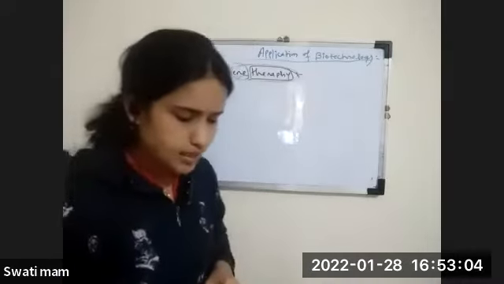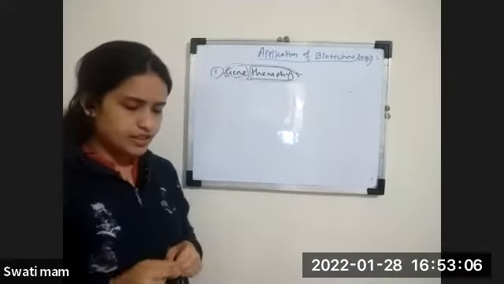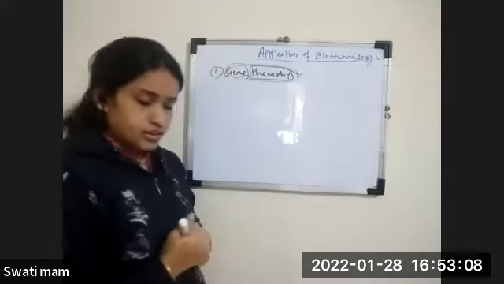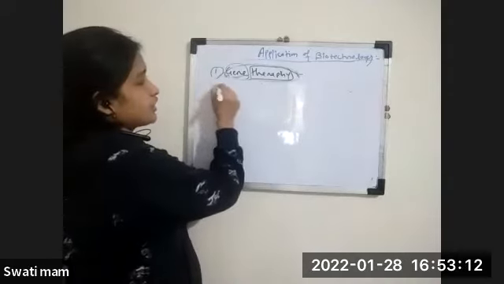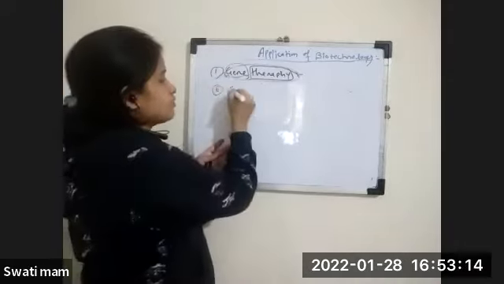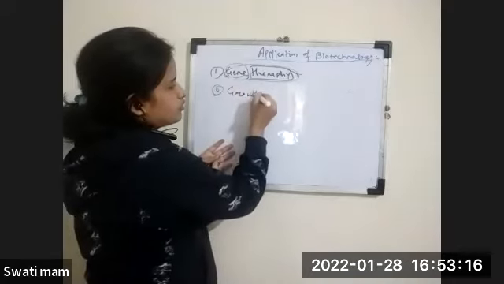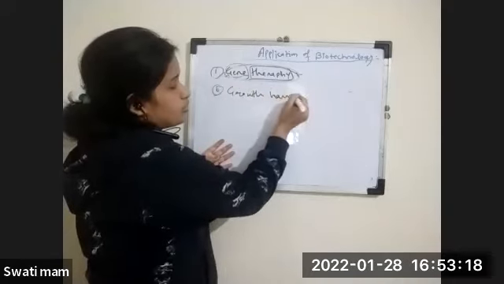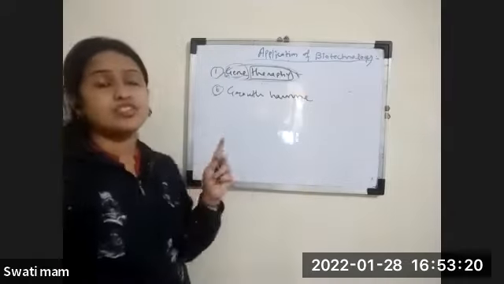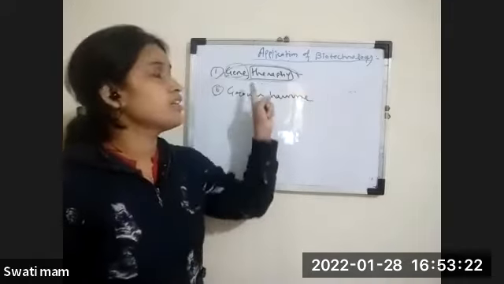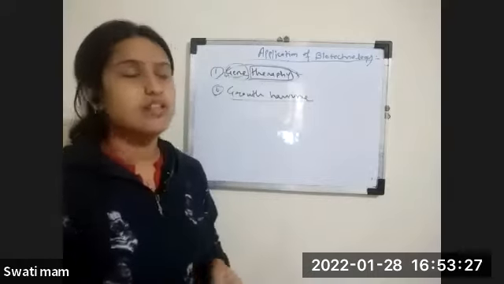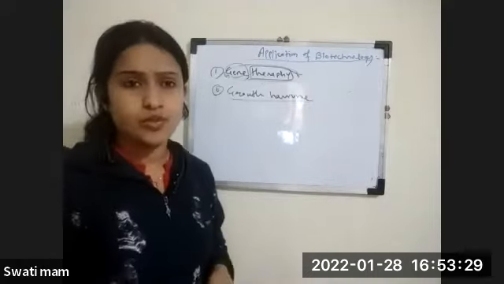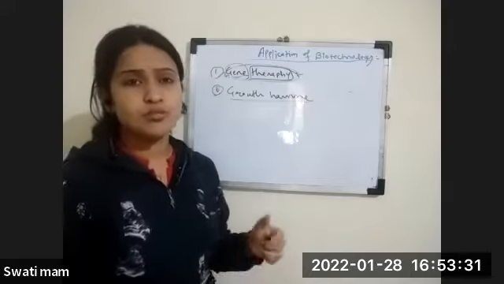Now the second example given is growth hormone, GH. The second example which is given in your textbook is that in gene therapy there is a production of certain growth hormones, for example dwarfism. Dwarfism is one of the diseases.